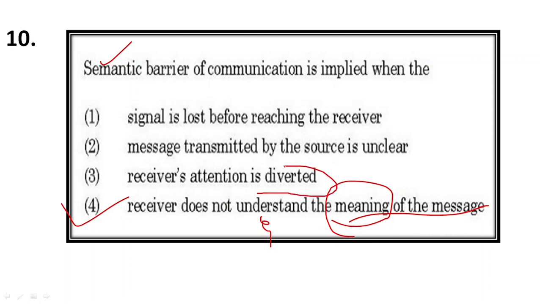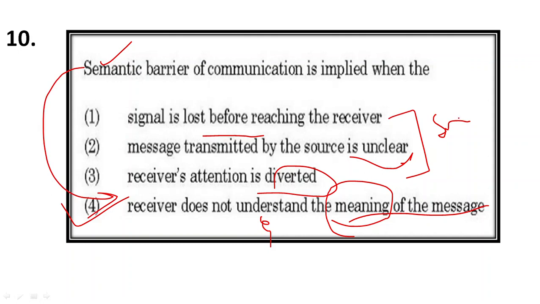Receiver's attention is diverted, it is inattention. Message transmitted by the source is unclear, or signal is lost. So these are related to mode barrier and other barriers, physical barriers. The receiver does not understand the meaning of the message, it is semantic barrier, right? The message is designed as such that it is difficult to interpret, that its meaning is not clear, the receiver is not able to understand the meaning, then it is called a semantic barrier of communication.